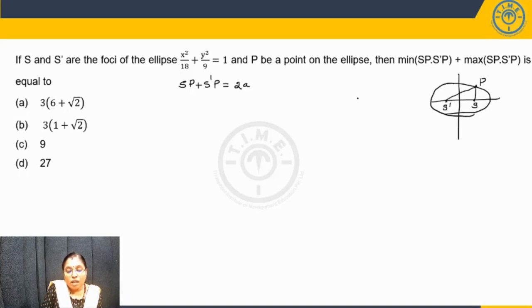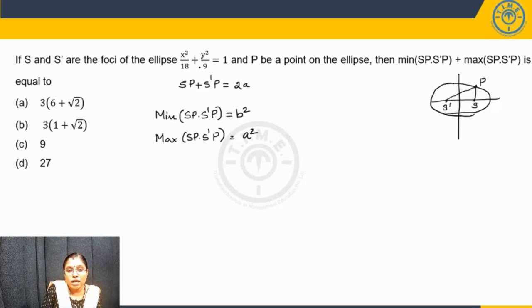Always remember, the minimum value of SP into S'P will be equal to b², and the maximum of SP into S'P will be equal to a². So the minimum of SP into S'P is b² and the maximum of SP into S'P is a².